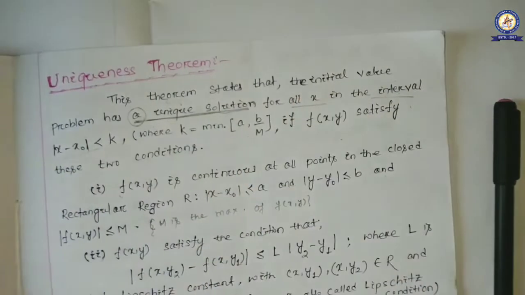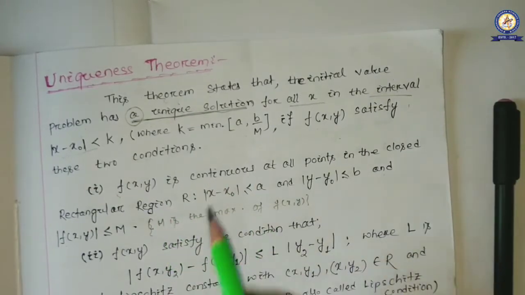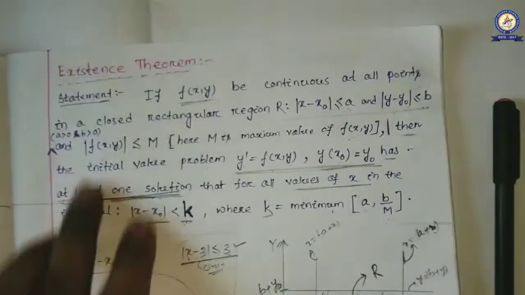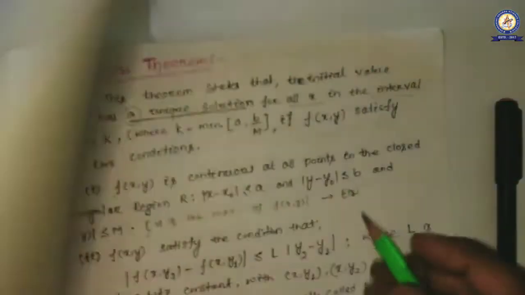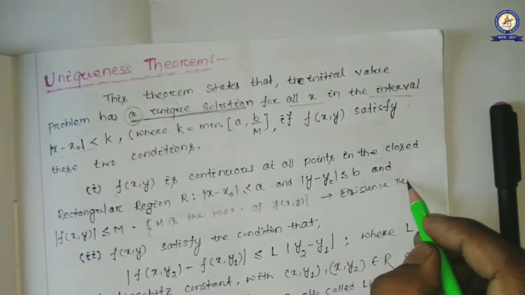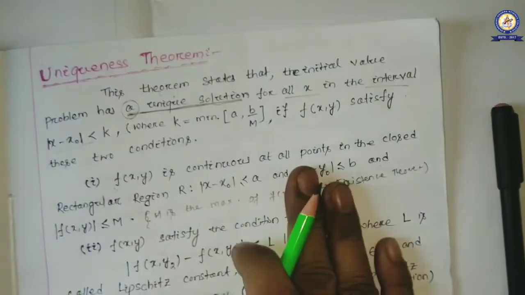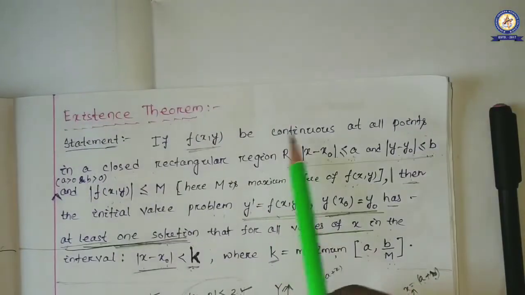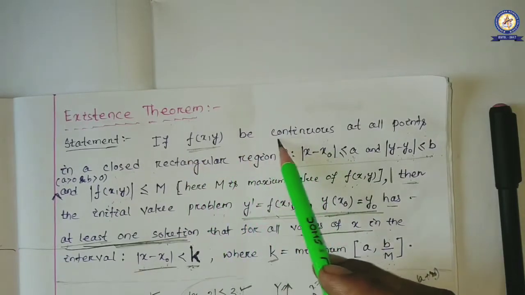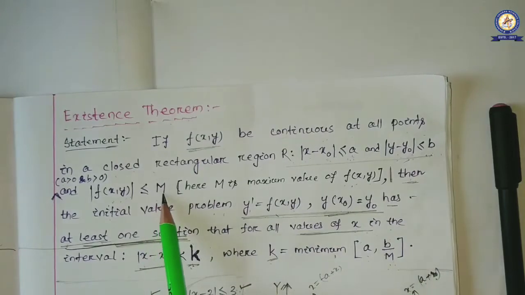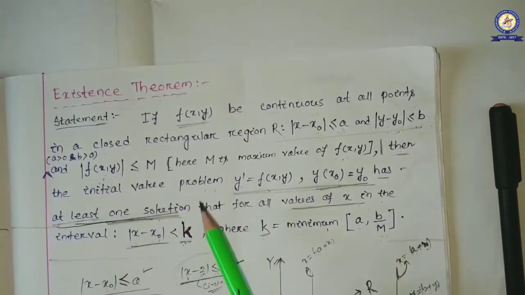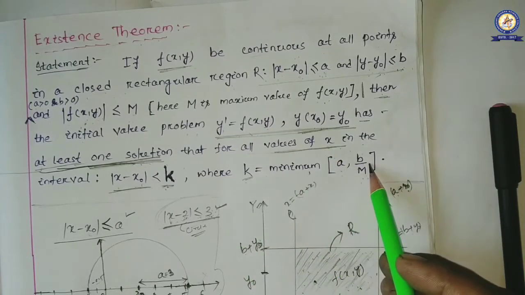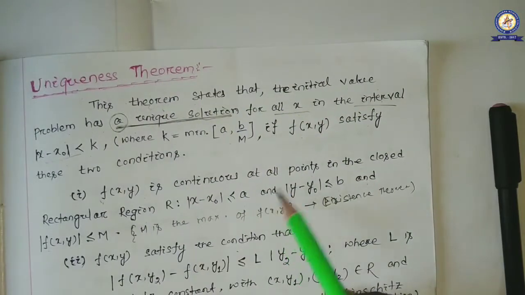So here you can see that the first condition is nothing but the so-called existence theorem. If I compare the first condition with the existence theorem, both are equal. Here f(x,y) should be continuous in this rectangle, and m is greater than or equal to |f(x,y)|, and it has at least one solution in the interval, where k is equal to the minimum of this. So the first condition is nothing but your existence theorem.